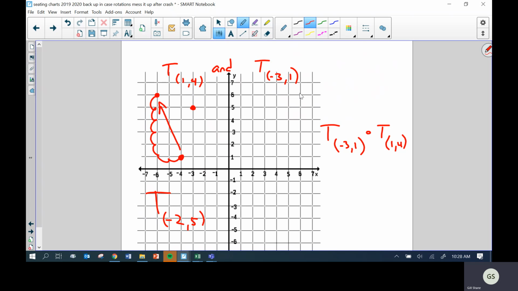So if you can remember that, and it says it even on the quiz, then you don't have to go through that whole exercise of drawing it out. If you want to draw it out, that's fine. Any questions on that? So that's a composition translation.